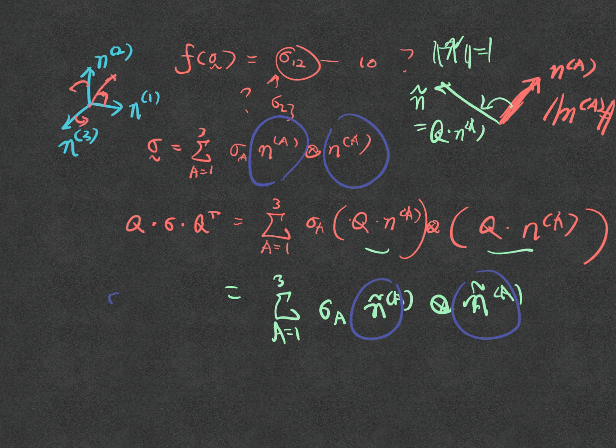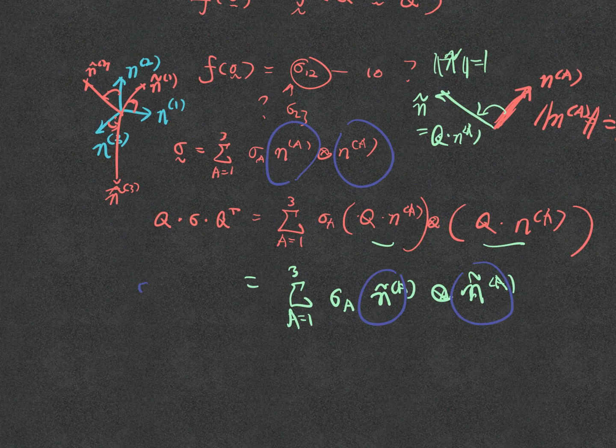And then n1, n2, and n3. Okay, so they are rotated. Does that make sense?